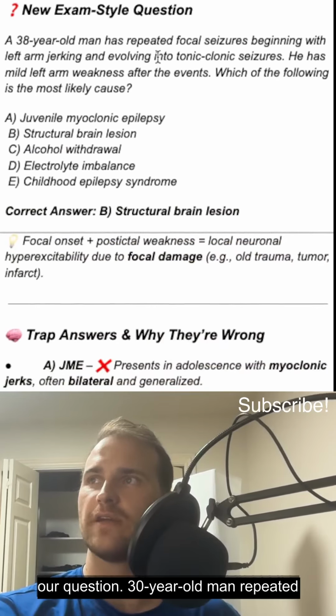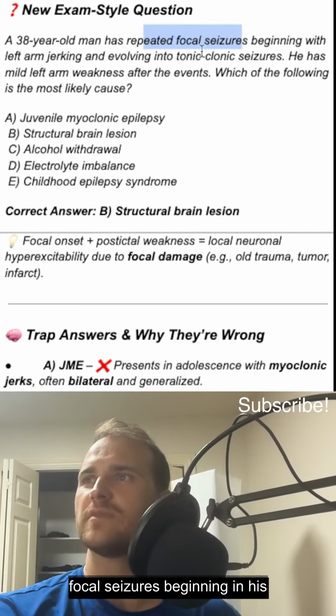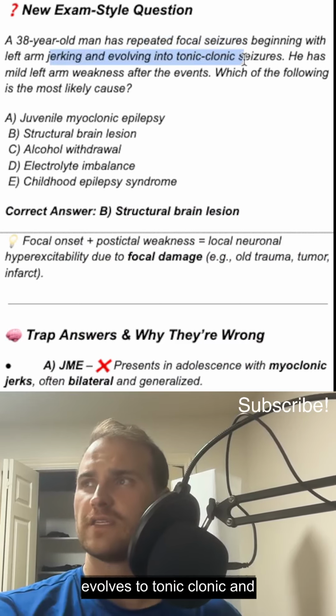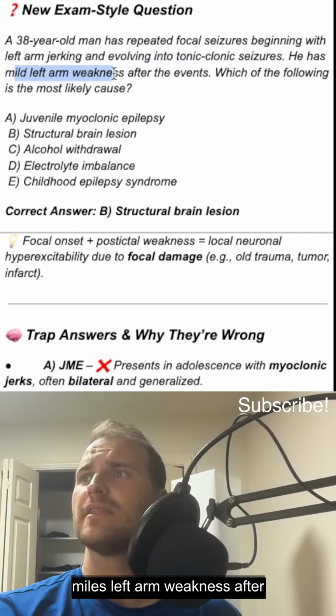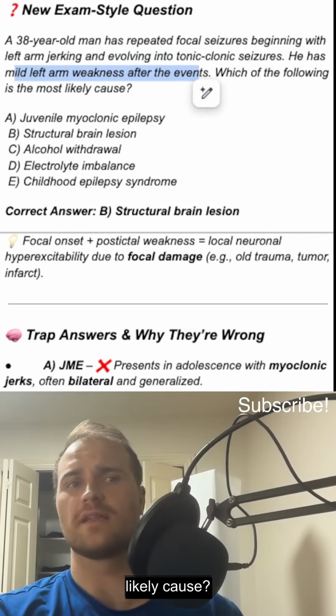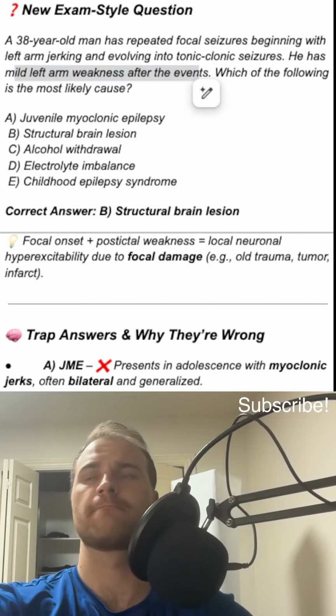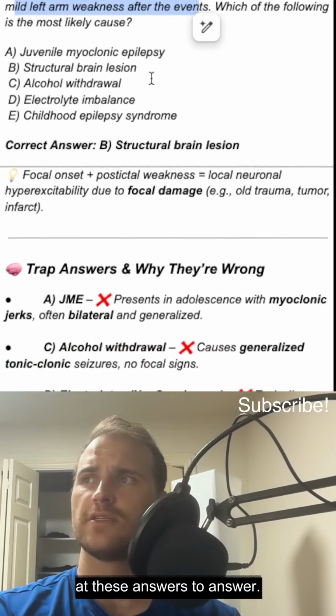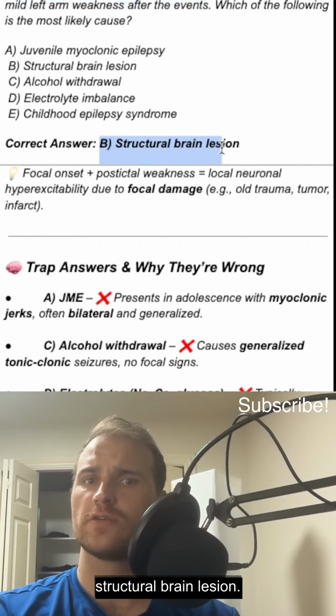So here's our question. A 38-year-old man has repeated focal seizures beginning in his left arm, which then evolve to tonic-clonic, and he has mild left arm weakness after the events. What's the most likely cause? Okay, take a look at these answers and try to answer. The answer is structural brain lesion.